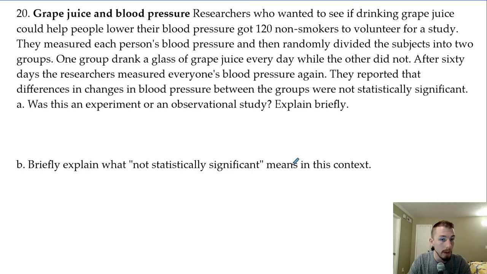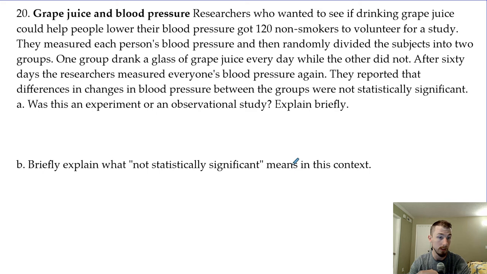All right, they measured each person's blood pressure, and they randomly divided the subjects into 2 groups. Okay, so we got 2 groups, means there's 2 treatments, right? One group drank a glass of grape juice every day, while the other one did not. So you have your placebo. Well, placebo would be whether or not they got to choose what they did, but you could also do it as a control. So whether or not you did or didn't drink grape juice every day.